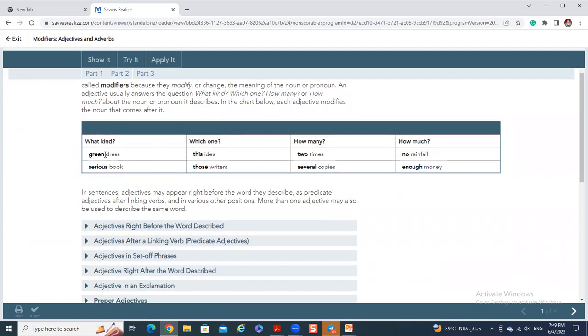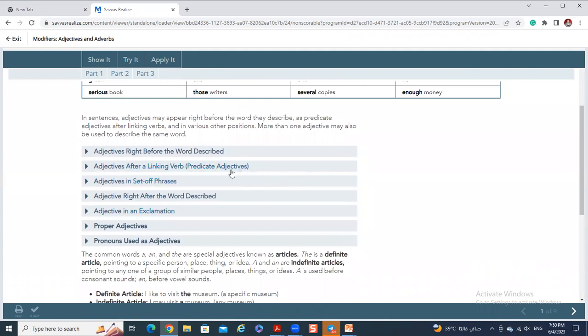Like here, green dress. So green is a modifier. Serious book. This idea. And again, here, what kind? Here, which one? This, that, these, those. This idea, but they must be followed by a noun. This idea. Those writers. It can be how many, numbers. Two times. Several copies. How much? Like no rainfall. Enough money.